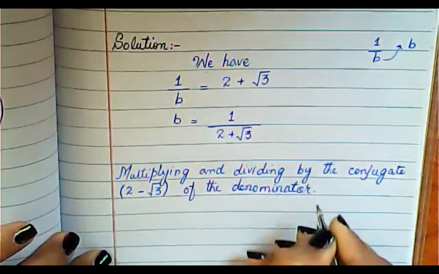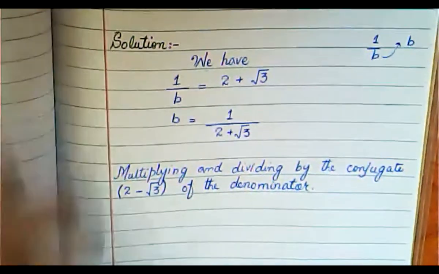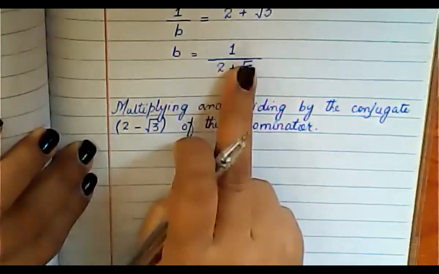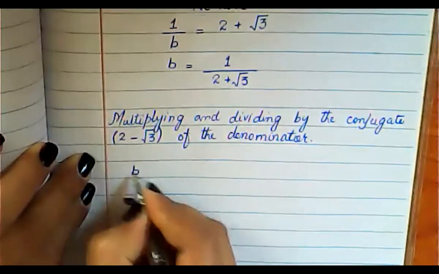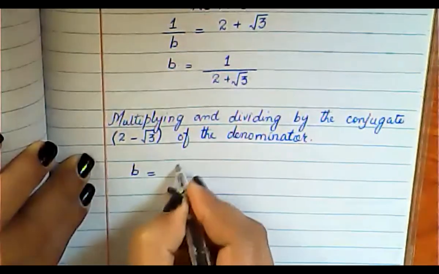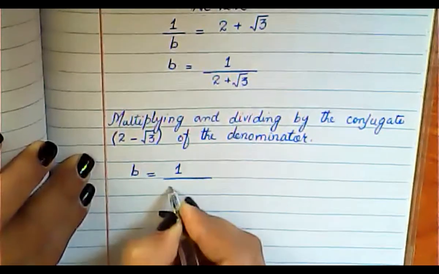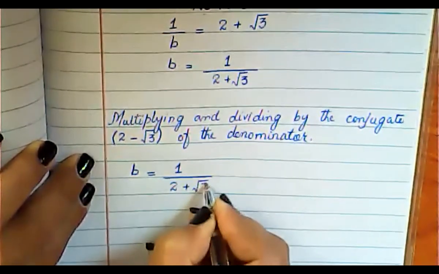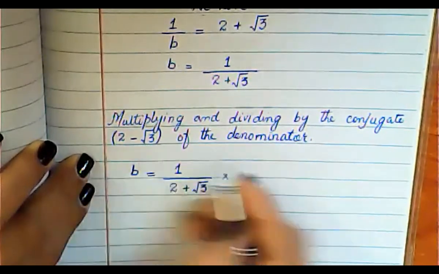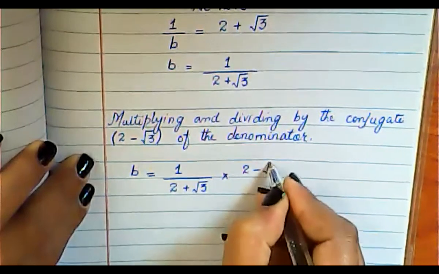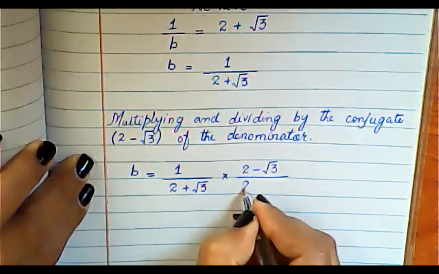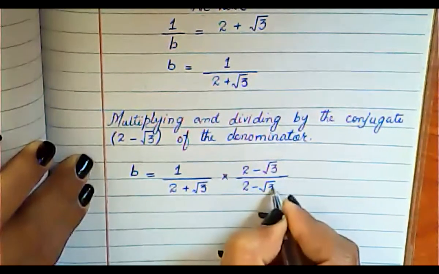Simply take the conjugate of the denominator and copy everything else as it is. You will write here b; now here you have b, not 1 upon b. b is equal to 1 upon 2 plus under root 3, multiplying with the conjugate 2 minus under root 3 and dividing by the same conjugate, 2 minus under root 3.